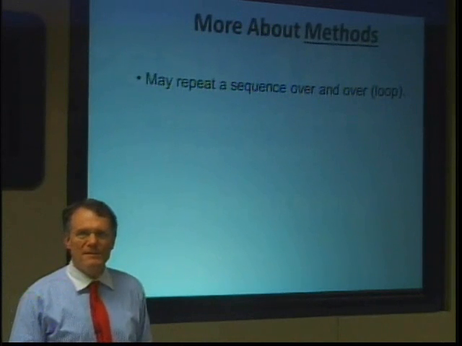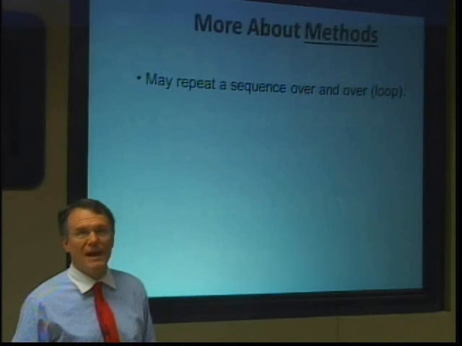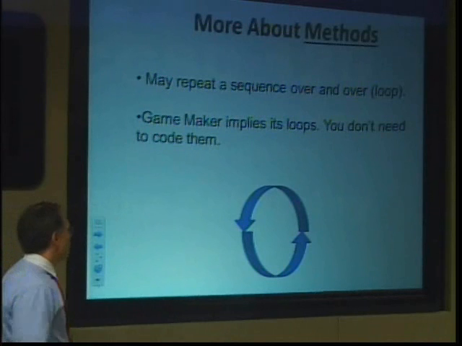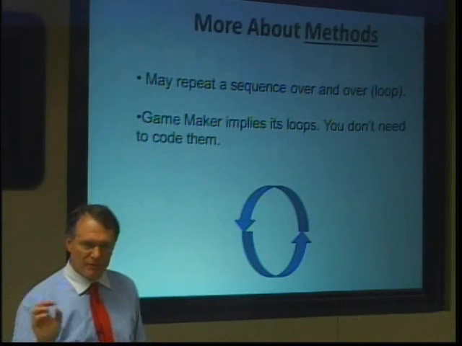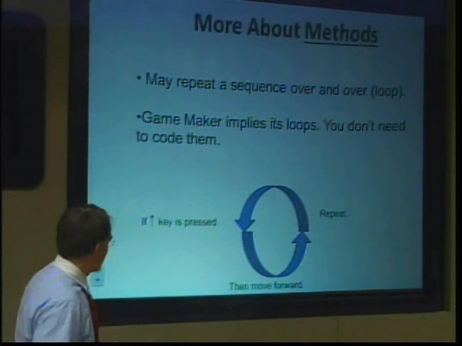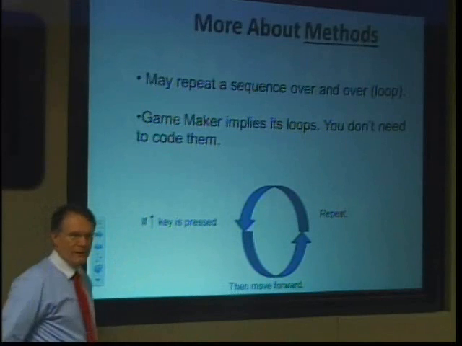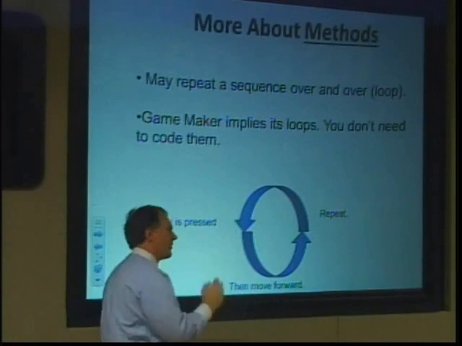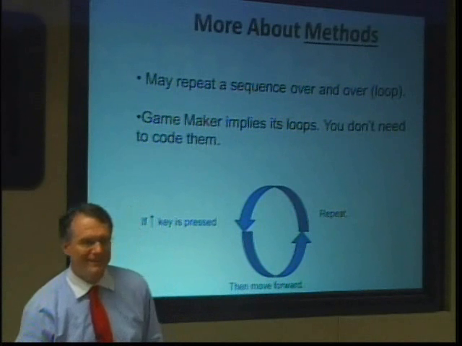A method may repeat a sequence over and over. That's something called a loop, and we'll talk about loops more extensively. Loops are used a lot in programming, and you've used some of them already. GameMaker implies all of its loops. You don't need to code them, but things that happen over and over are sitting there everywhere in your code. For example, if the up key is pressed, then move forward in many games. And it keeps repeating: the up key is still pressed, keep moving forward. It's a loop. It goes over and over.